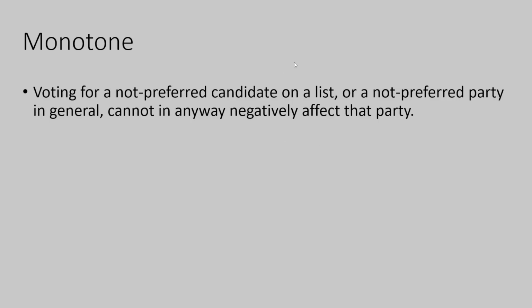Monotone: voting for a non-preferred candidate on a list, or a preferred candidate in general, cannot in any way negatively affect the party. Very similar to the first past the post proof for this, so I didn't duplicate it. If you really want to see that proof, you can go look at the first past the post video. It is effectively the same thing, because again, this is effectively first past the post, but multi-winner.